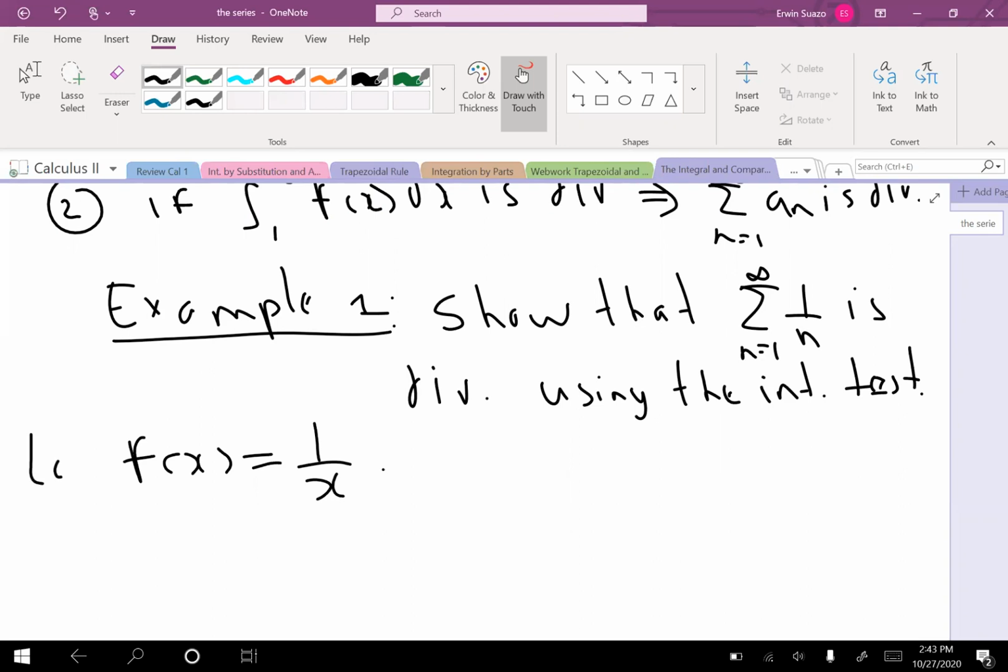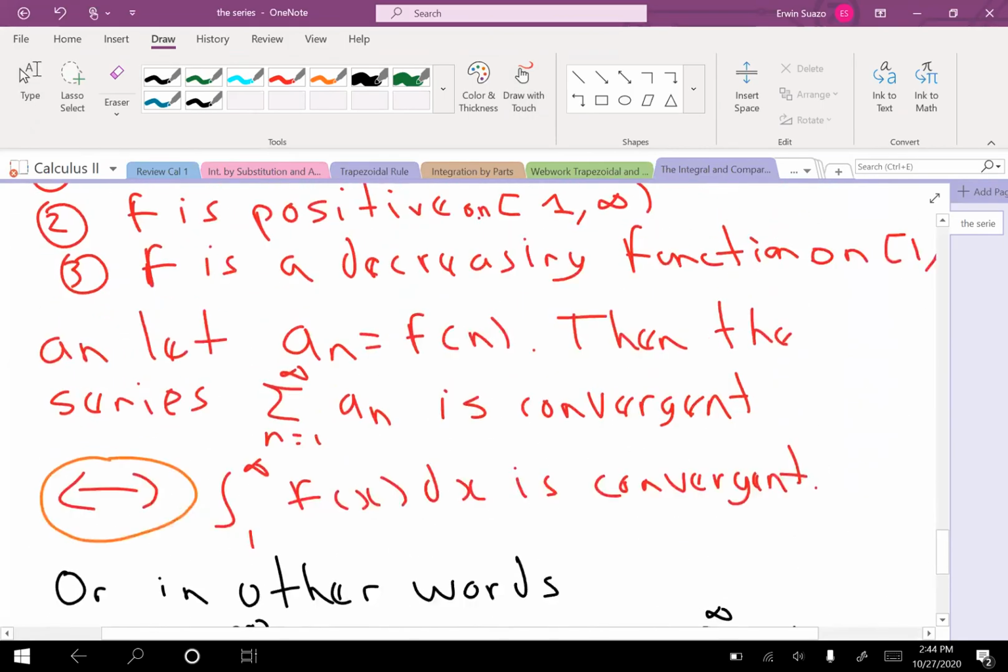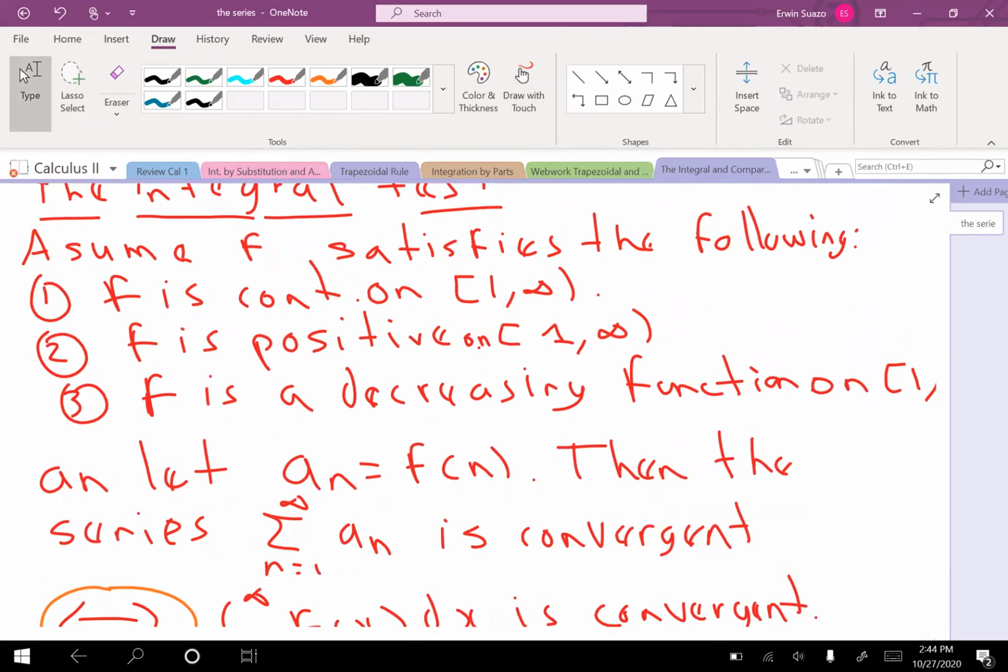Check for the rules. Yes. Let f of x, and check the 1, 2, 3 conditions. So you need to check f is continuous. That's easy, right? f of x is continuous between 1 and infinity. Yes, that's good. f is positive in 1 to infinity, yes, it's positive. Now f is decreasing. So you show me that f is decreasing. Otherwise, you cannot use the theorem.